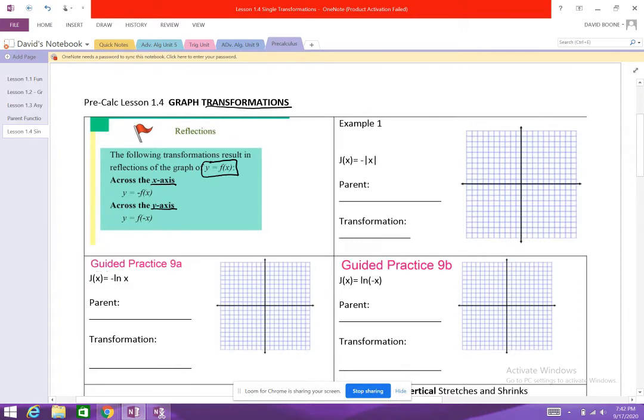Let's just get through an example here and then have you do a little practice and talk about those, just to kind of see how it works. So what I can see over here in example number 1, here's my first function. The parent function of this function is y equals the absolute value of x. That's the basic function of this. And you can see we're just negating that out front. So what that should do is it should flip it across the x-axis.